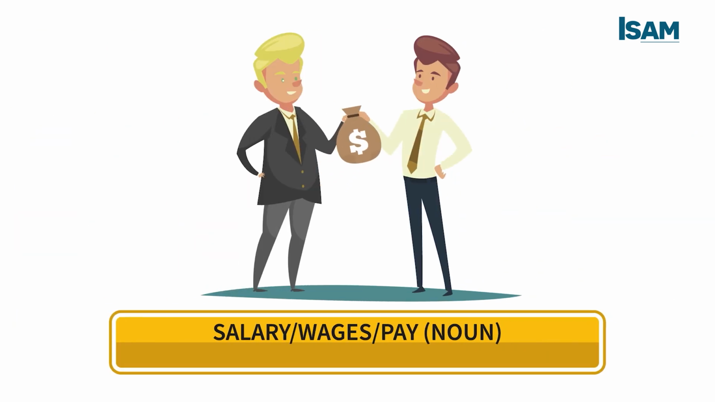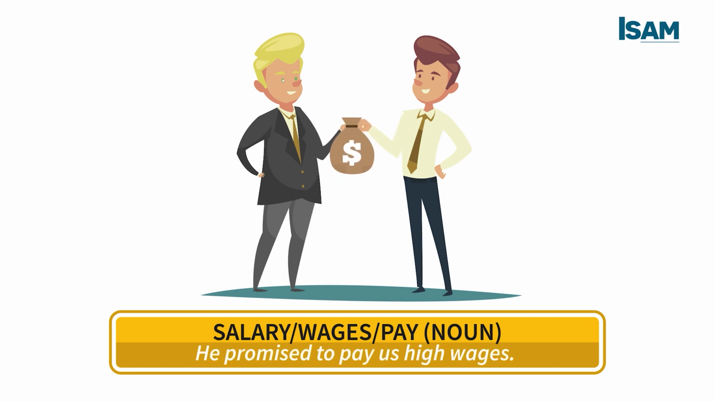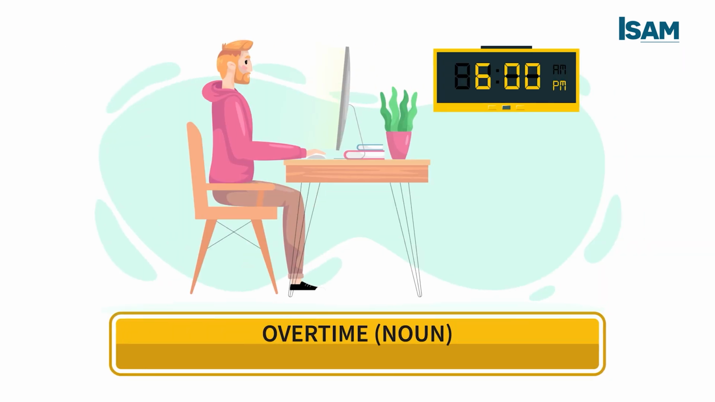Salary, wage, or pay. They are nouns. It means money that is paid or received for work or services. For example, he promised to pay us a high wage. Overtime is a noun. It means time spent working at your job that is in addition to your normal working hours. For example, I worked 2 hours of overtime last week.